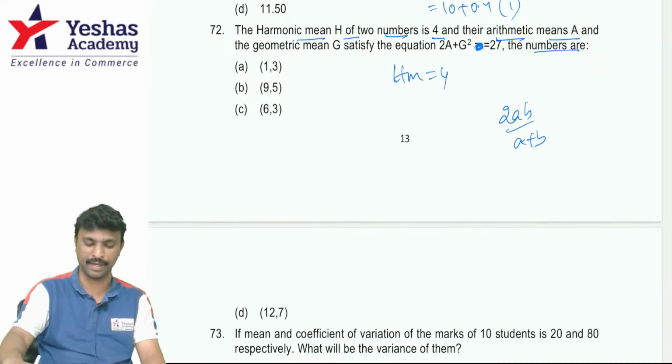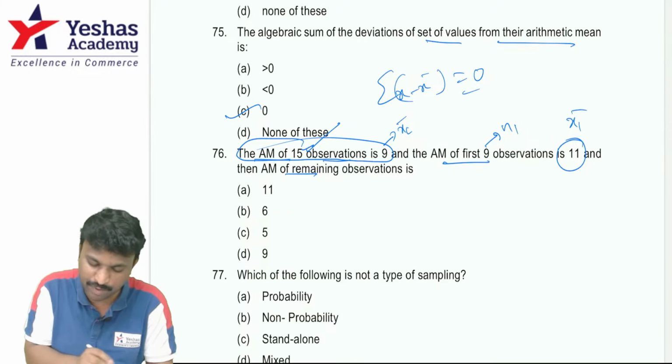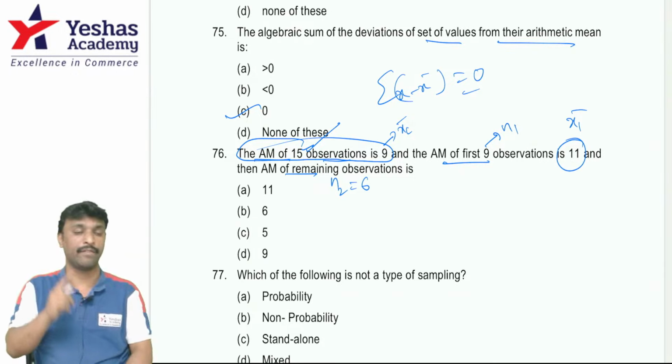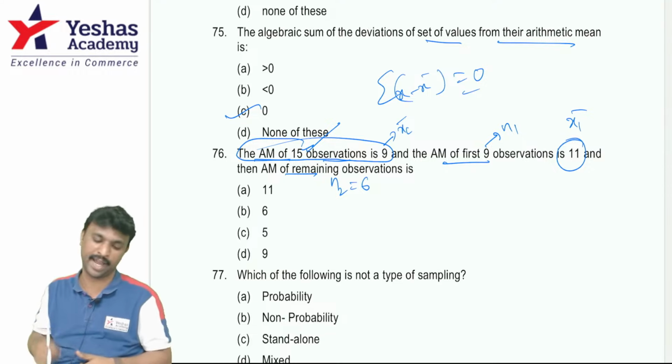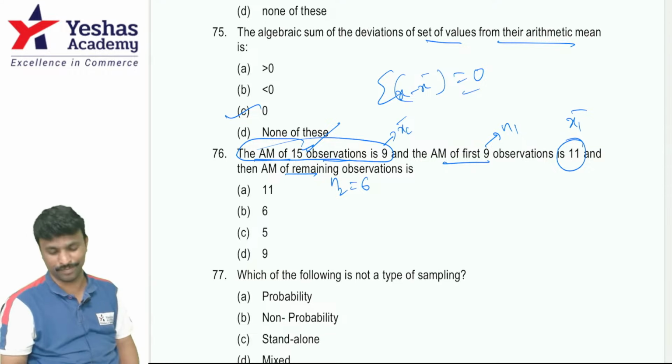Algebraic sum of the deviation of a set of values from their arithmetic mean is always 0. Summation x minus x bar is equal to what? 0. This has already been discussed in the regular class and also in the marathon, right? The AM of 15 observations is 9. So the total number of observations is 15 and the corresponding mean is the combined mean xc bar. The AM of the first 9, that means N1 is 9, is 11. That means x1 bar. And the remaining observations, N2, will be what? 6. If out of 15 observations the first set is 9, the remaining set is 6, right? So we have to find x2 bar.